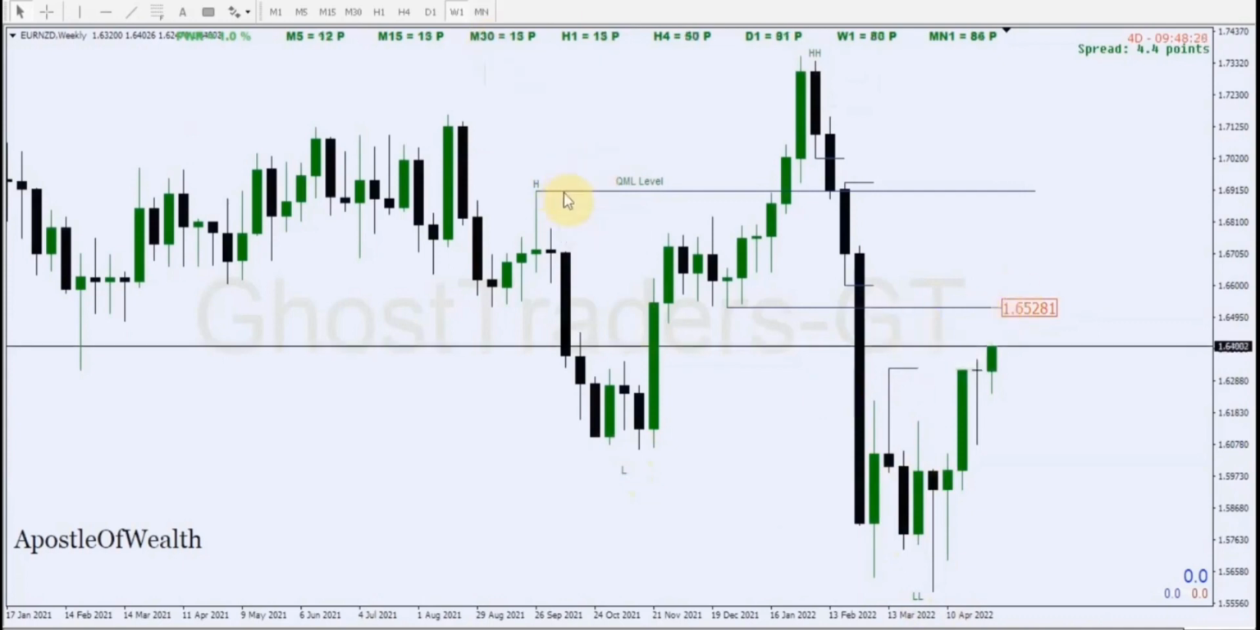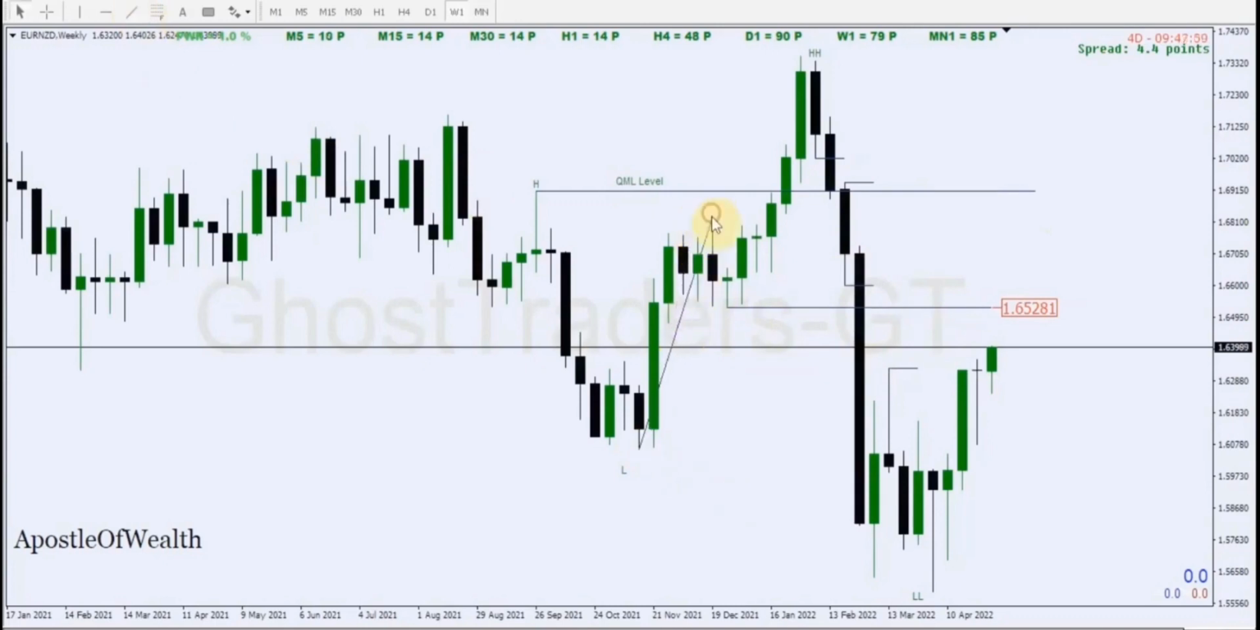So this level here is going to be our QML level. And if you look here, we have a fair value gap above this level of our QML. And then if you look here, we also have another fair value gap. And then we have this low here, this previously broken low. You can see price broke it. But if you look close, let me just show you.